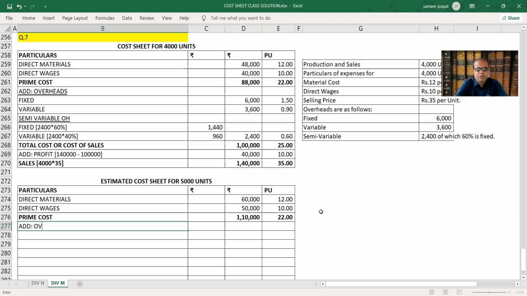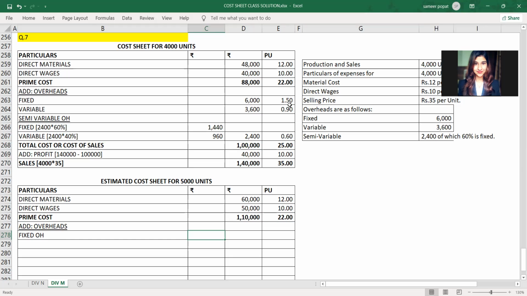Now let us add overheads. The first overhead is fixed overhead. Think and tell me whether 6,000 or 1.5, which one would be constant? 6,000. Yes, 6,000. Its total amount would be constant.